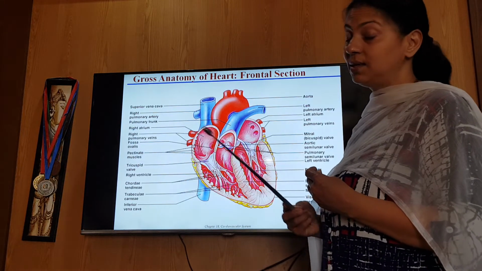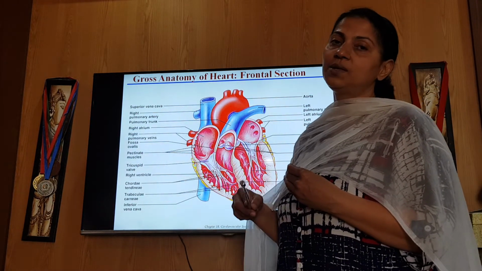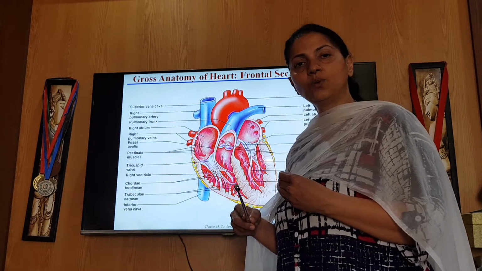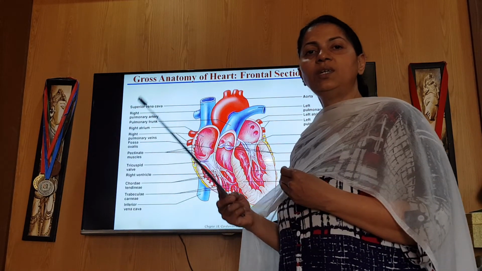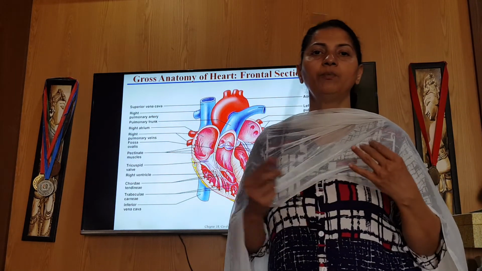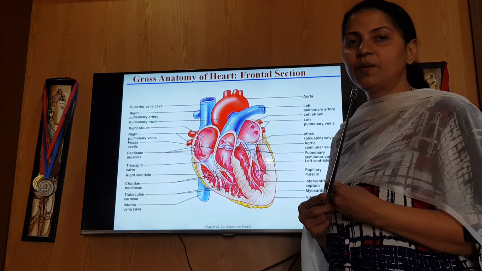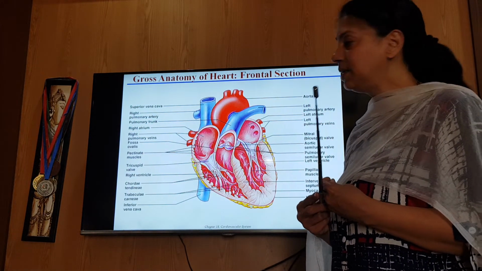In both these cases, the blood from the right side gets mixed up with the left side, and so the blood which should be deoxygenated on the right side and oxygenated on the left side becomes mixed up, and the person has a lot of problems like breathlessness, cyanosis, isn't it?